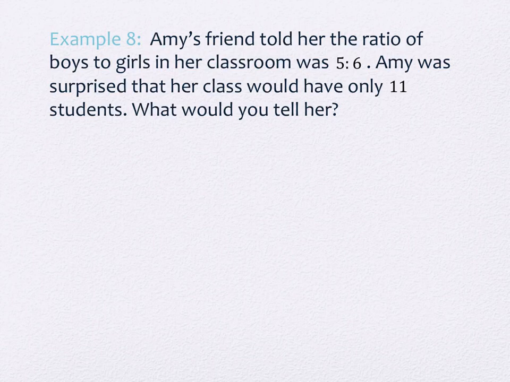All right, Amy's friend told her that the ratio of boys to girls in her classroom was 5 to 6. Amy was surprised that her class would have only 11 students. What would you tell her? Well, first of all, this is very contextual. If this were a special ed class, you might have 11 students and that'd be completely reasonable. Everybody with me on that?